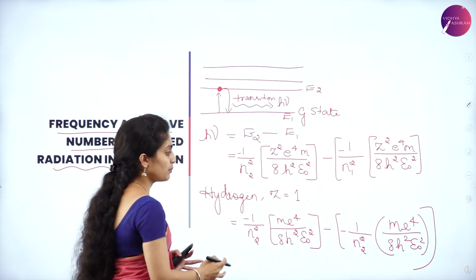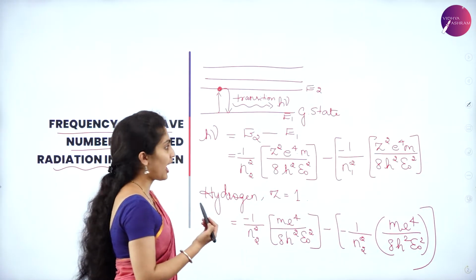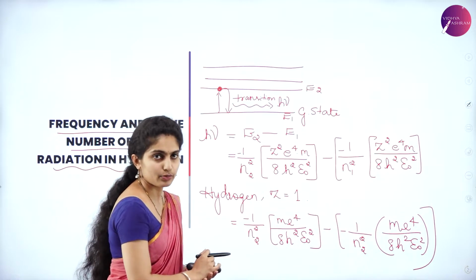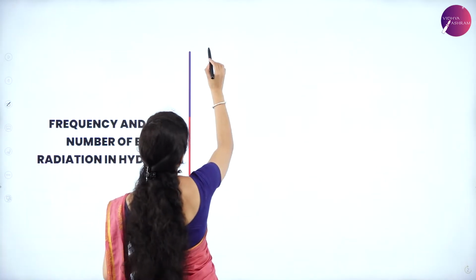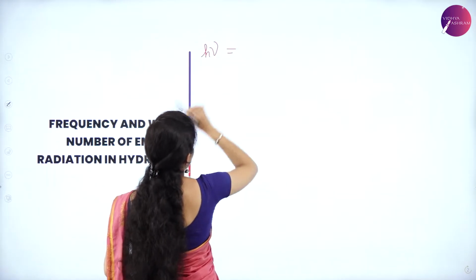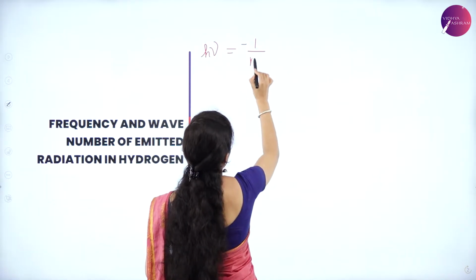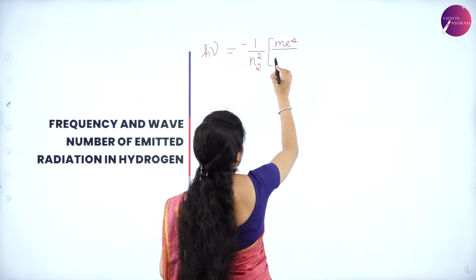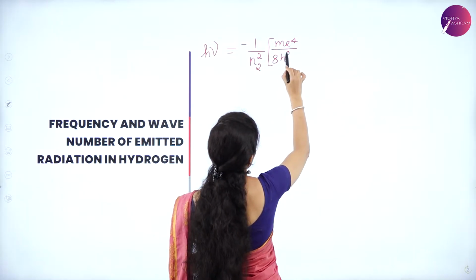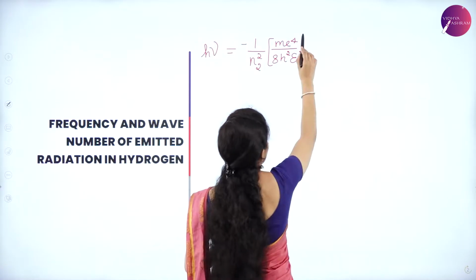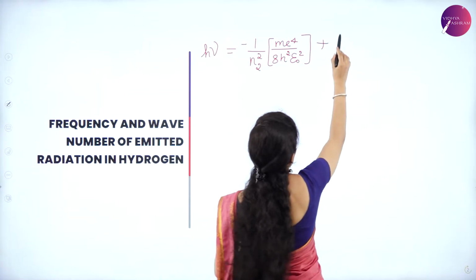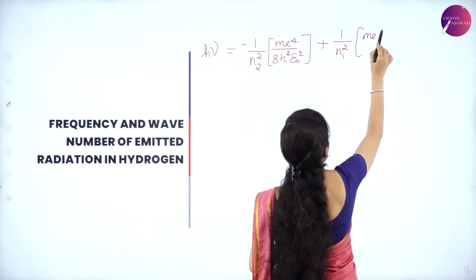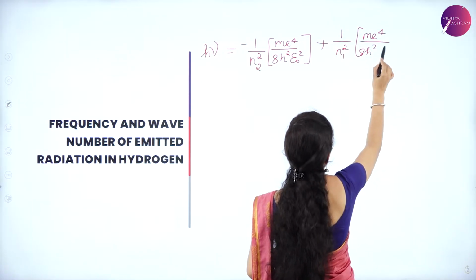Now on summing up both, so it becomes minus and minus, you have plus. So we'll have to rearrange the terms. So our work is to rearrange the terms now. So let us continue with things. So what are we having now? h nu is equal to minus 1 by n2 square into m e to the power of 4 divided by 8 h square epsilon naught square, bracket close. Minus and minus, it was plus, and 1 divided by n1 square into m e to the power of 4 divided by 8 h square epsilon naught square.